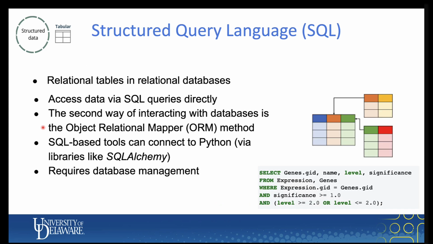Another example of structured data is structured data in databases, like relational tables that connect data. One such example is SQL databases and the way that is used in relational databases. The way to access is either via SQL queries or interacting with the database via the object relational mapper method.